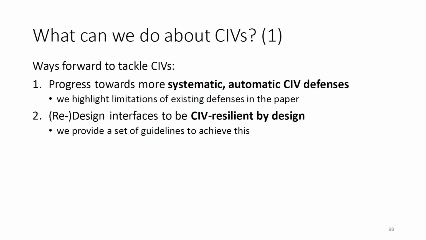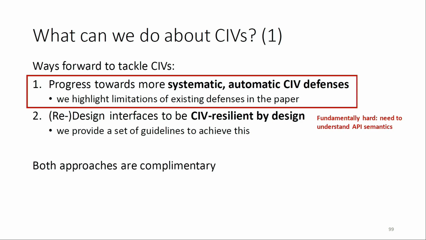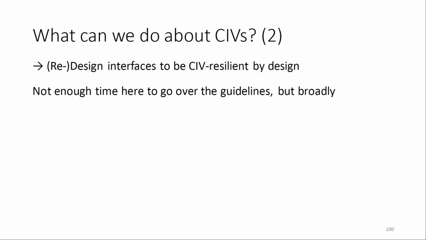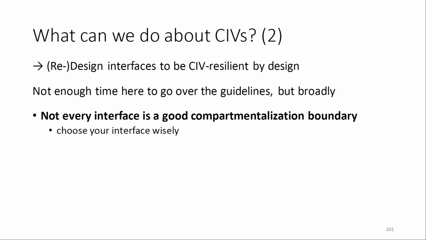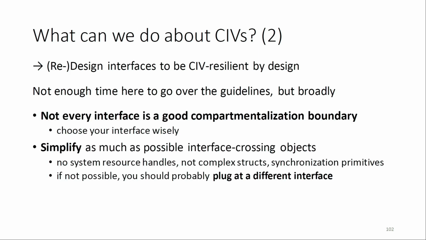Second, learning from our study of patterns, we also believe that software component APIs should be designed to feature low compartmentalization complexity in the first place. And we provide a set of guidelines to achieve this. The two approaches are complementary. Even in the presence of countermeasures, well-designed APIs are desirable, as the first point is known to be fundamentally hard. I will not have enough time to go over all the guidelines, but the paper is quite detailed on that.